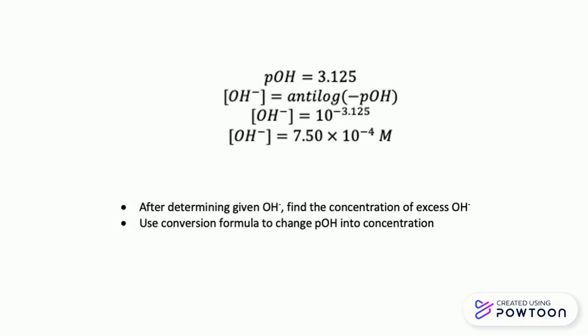To find our concentration of hydroxide, we need to take the antilog of the negative value of our pOH, basically just the inverse calculation of negative log, which is what the p means. If we take the antilog of negative 3.125, we are given 7.50 times 10 to the power of negative 4 molarity, which is our concentration of excess hydroxide. Now we can solve for the concentration of hydronium.